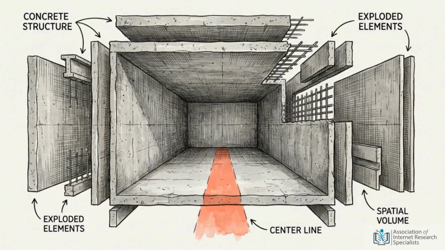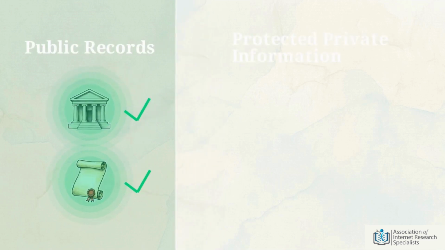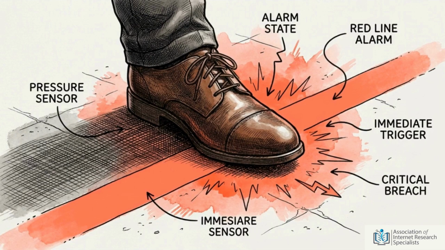Before we verify a single data point, we must establish the legal boundaries of the investigation. The entire process hinges on a strict line separating accessible public records from protected private information. Public records are the domain of legitimate inquiry. These include civil and criminal court filings, real estate property deeds, and commercial registrations. On the other side of that line is private information, medical histories, banking details, and protected consumer data. Crossing this boundary instantly taints the investigation and exposes your organization to severe liability.